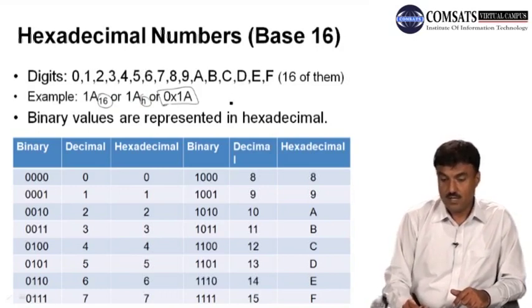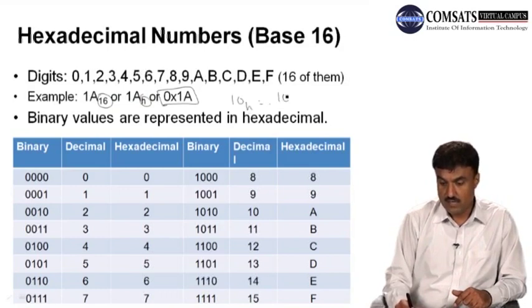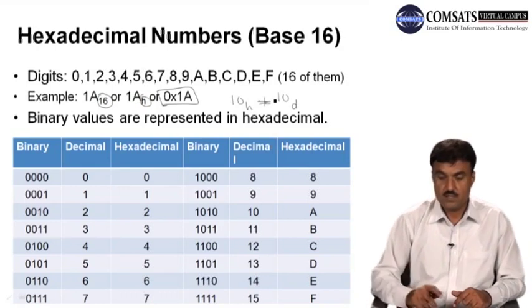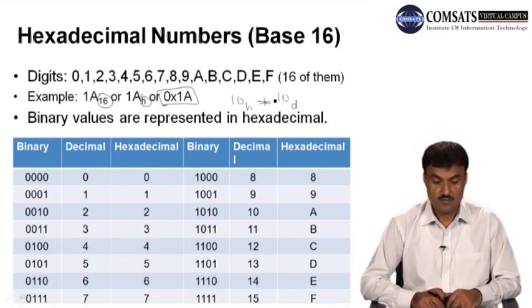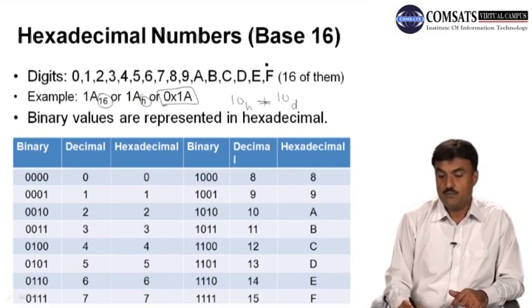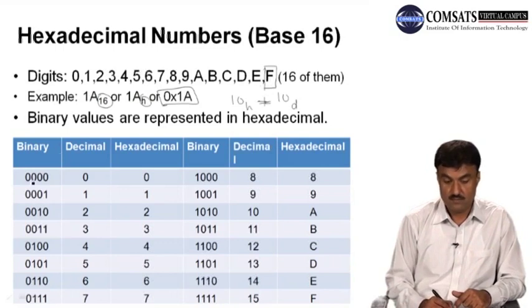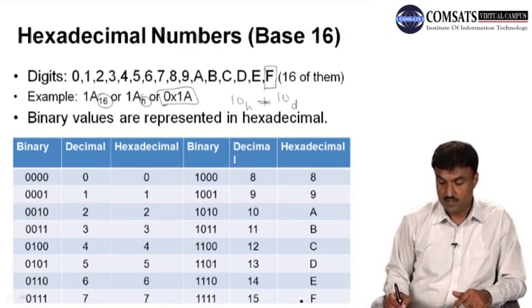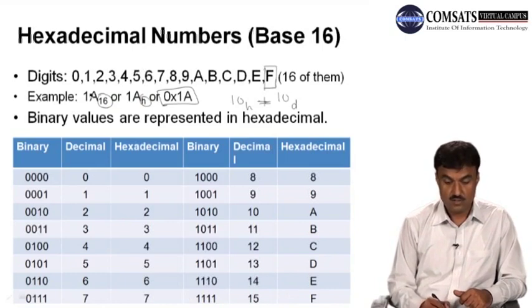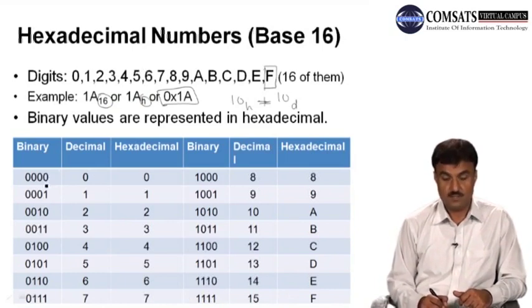Now here you can see the value 10 in hexadecimal and the value 10 in decimal. These two values are not equal to each other, because 10 in decimal is different from 10 in hexadecimal. The maximum digit is 15 or F. To represent a hexadecimal digit in binary, we need 4 binary digits. For example, 0 is represented as all 4 zeros.